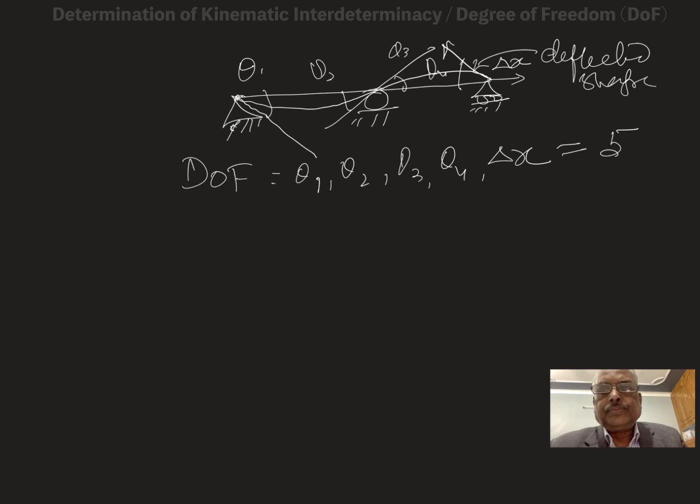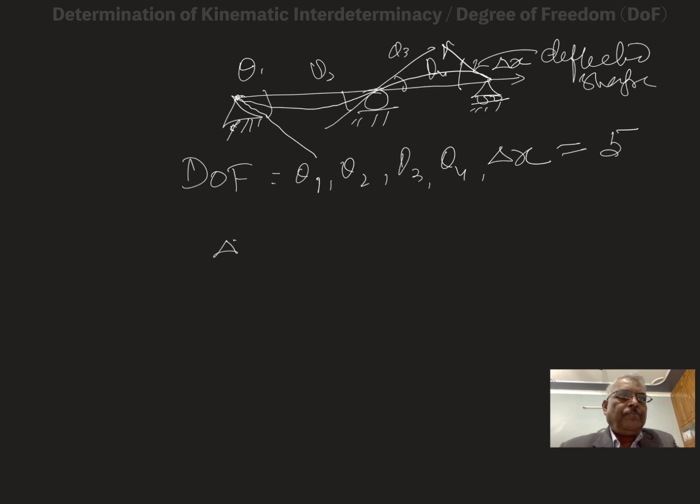after analyzing it. So on the basis of the formula we get 5. Here also you can see that there are 5 degrees of freedom. Now we can discuss, if there is any internal hinge, how many degrees of freedom there will be.